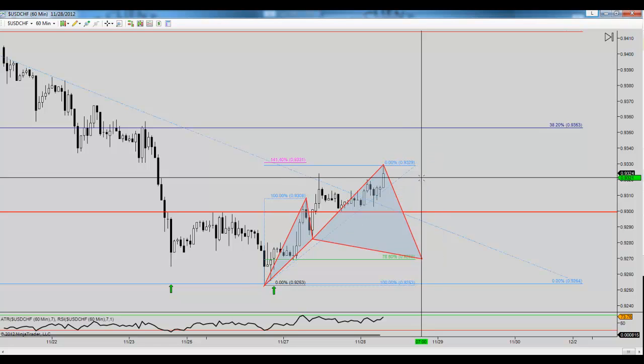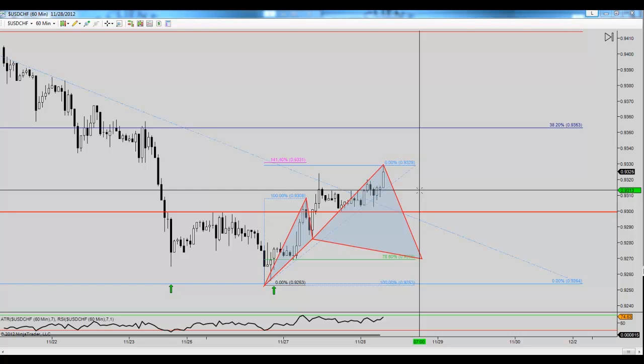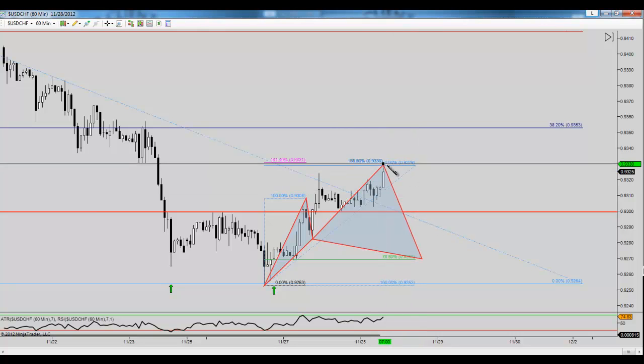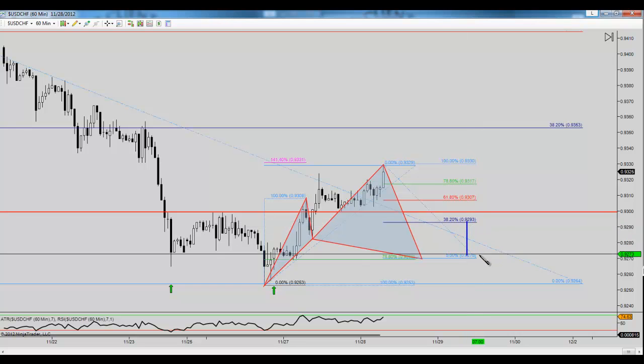But anyway, here's the point. The point is to use this advanced pattern, not just as an advanced pattern, but also as a tool to get into a higher time frame trade. So usually with our Cipher patterns, we're looking for targets at 382 for target 1, which would be right here, and 618 for target 2.